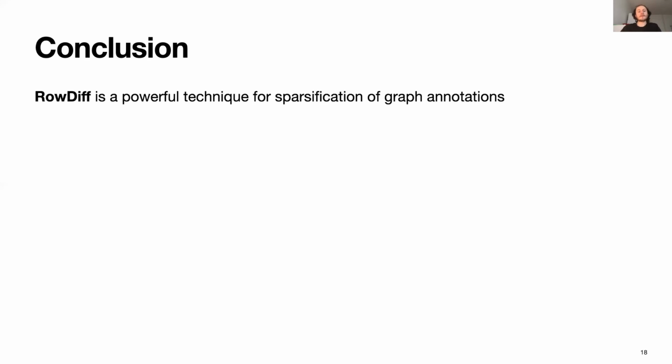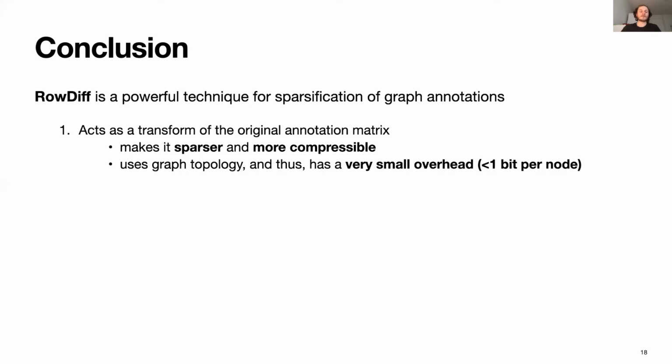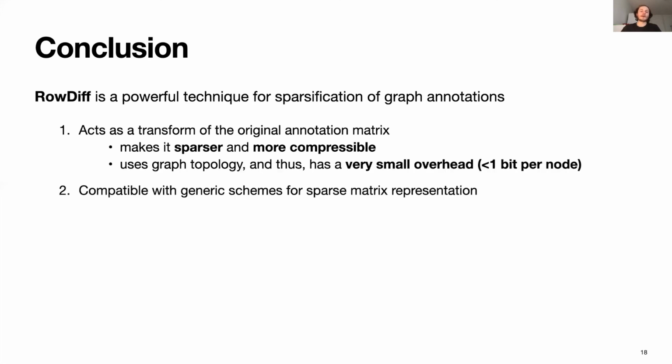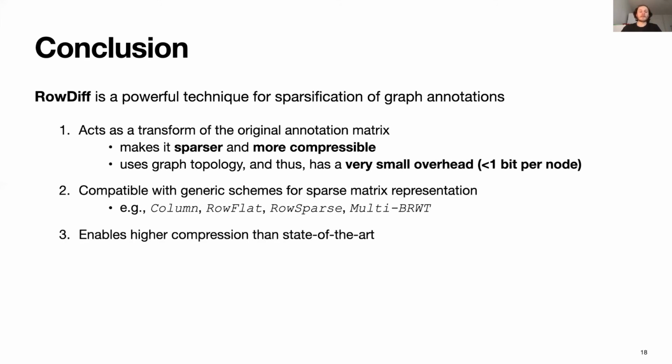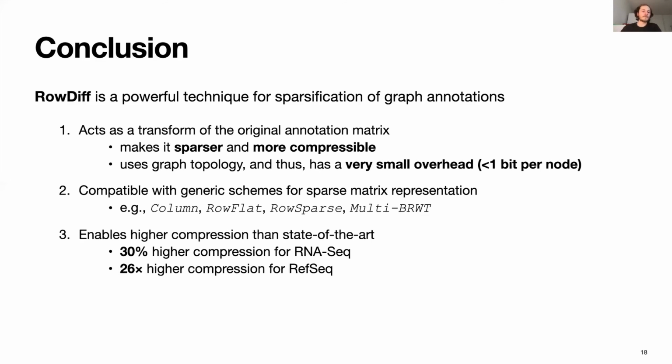To conclude, we've presented RowDiff, and we've shown that it's a powerful technique for sparsification of graph annotations. It acts as a transform of the original annotation matrix and makes it sparser and more compressible. At the same time, it's compatible with generic schemes for sparse matrix representations, such as column measure, row flat, row sparse, and multi-bubble T. It enables higher compression than state-of-the-art, more precisely 30% higher compression for the RNA-seq graph, and 26 times better compression for reference sequences. And finally, it scales to very large graphs.